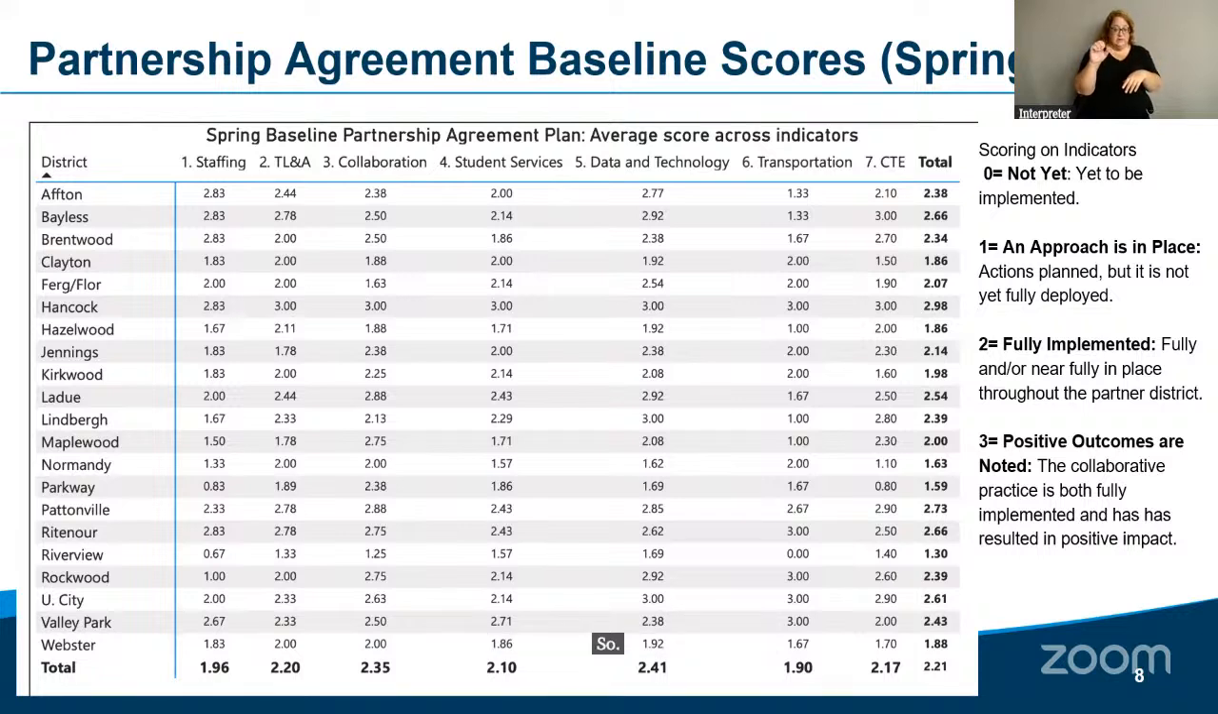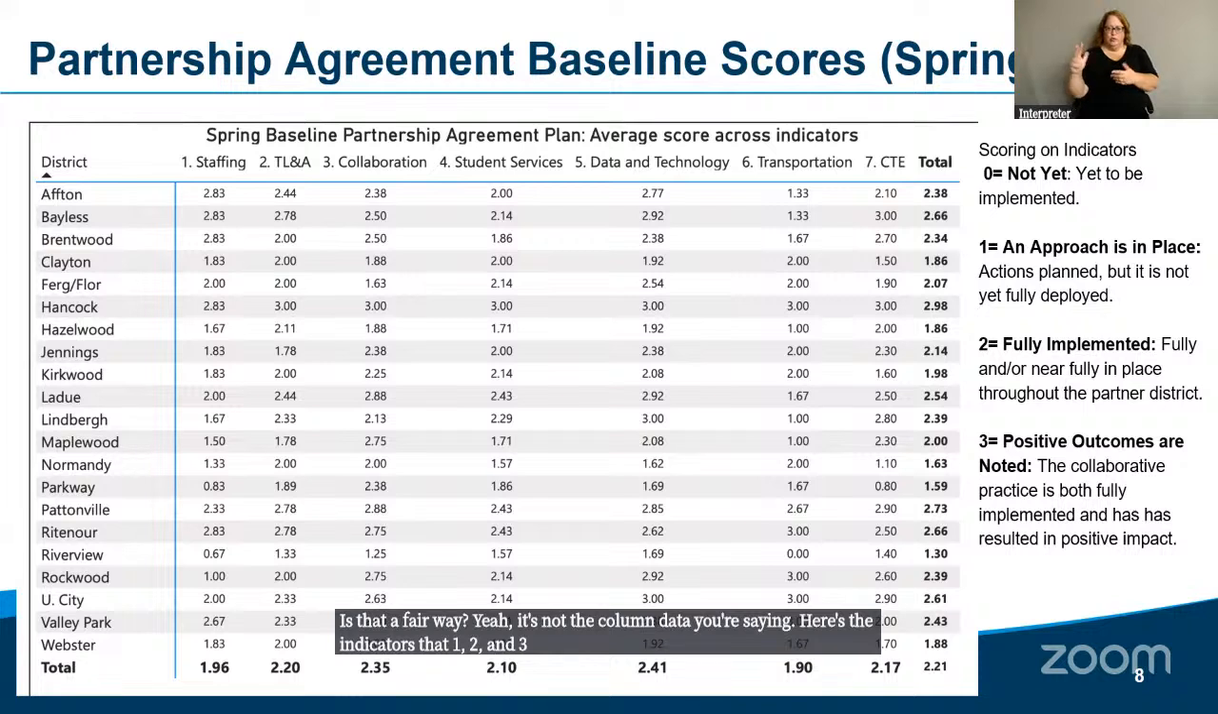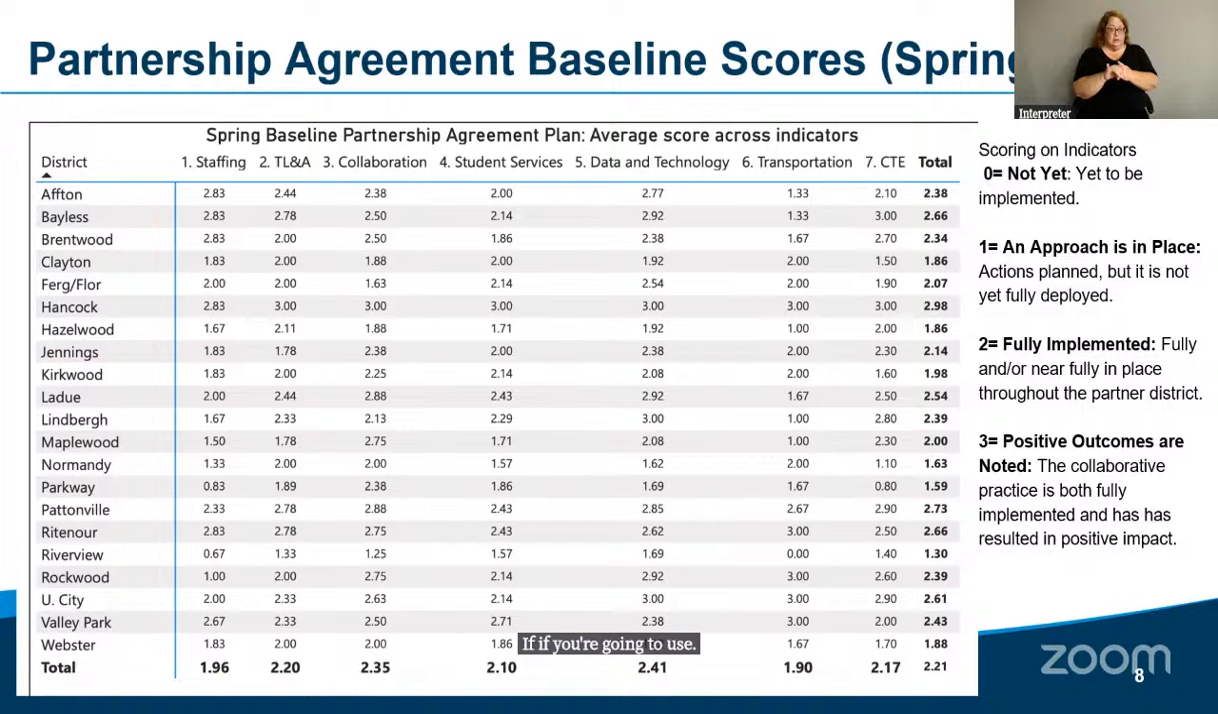So if no is 0 and yes is 1, and you average it out, 0.5 doesn't tell you if the answer is yes or no. Is that a fair way of saying it? It's not the column data, you're saying it's the indicators. The average. The 1, 2, and 3. What I'm saying is, if you're going to use 1, 2, and 3 in a mathematical way, you have to be able to say that those are equal. If not, you can't add them because it just doesn't make sense.